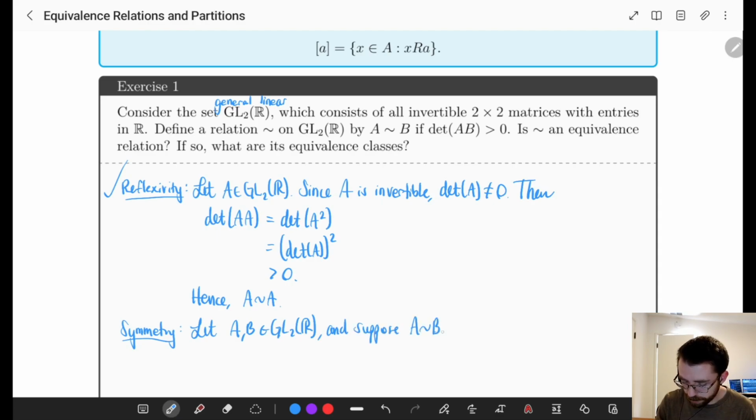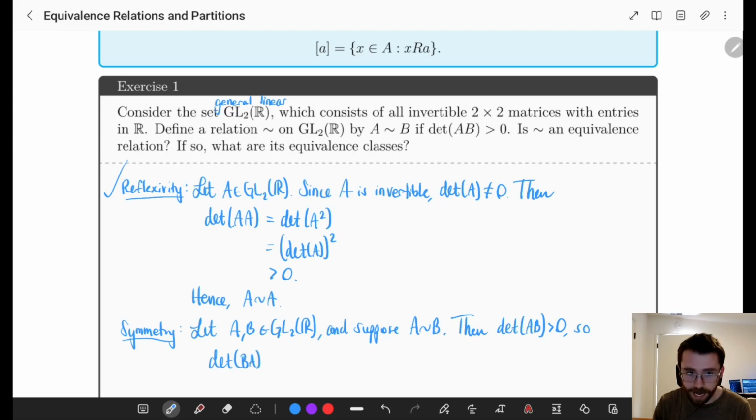Suppose A is related to B. I want to show B is related to A as well. Then, well, what does that mean? That means det AB is positive just by the definition of the relation. So, what about det BA?